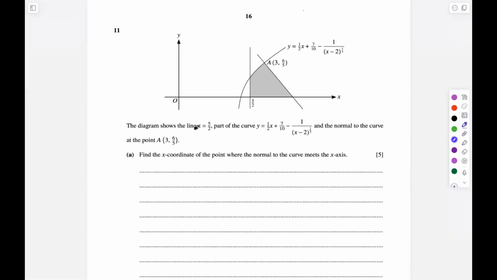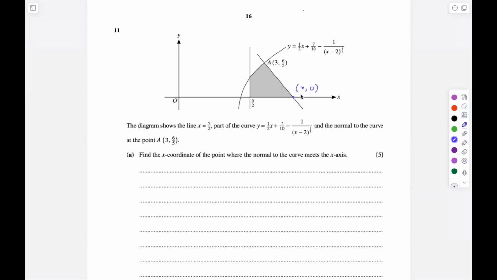In question 11, the diagram shows the line x equals 5/2, part of the curve y = (1/2)x + 7/10 − 1/(x − 2)^(1/3), and the normal to the curve at the point A, which is (3, 6/5). In part A, we have to find the x-coordinate of the point where the normal to the curve meets the x-axis. At this point, the coordinates will be (x, 0).